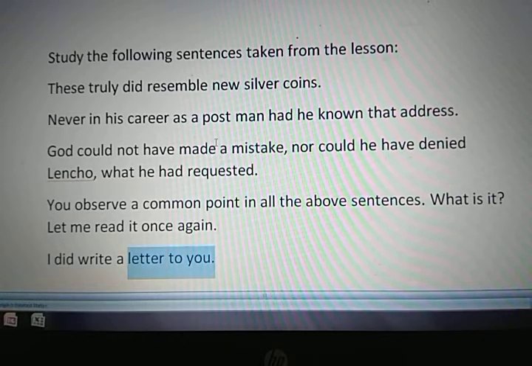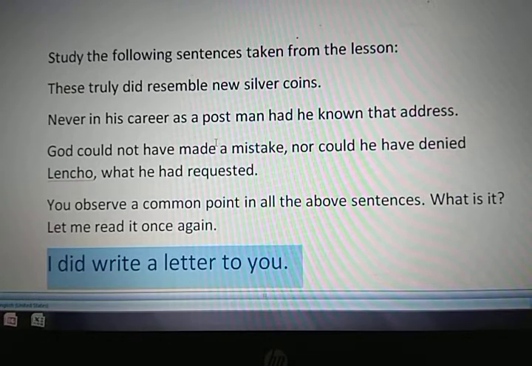What is the meaning of this? I am very sure that I wrote a letter. I did write a letter to you. That means I am very sure. I have a proof to prove that I wrote a letter to you. To give emphasis, we write like this: did write instead of wrote.